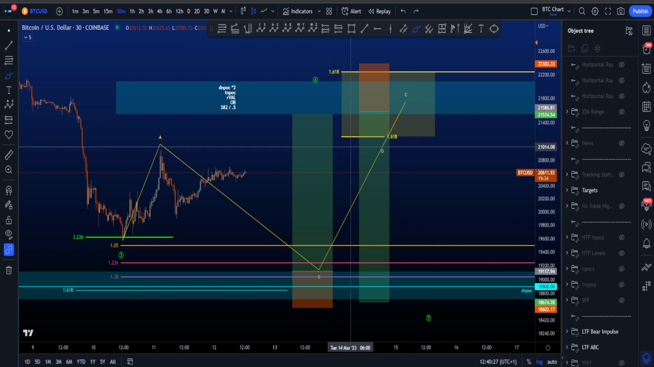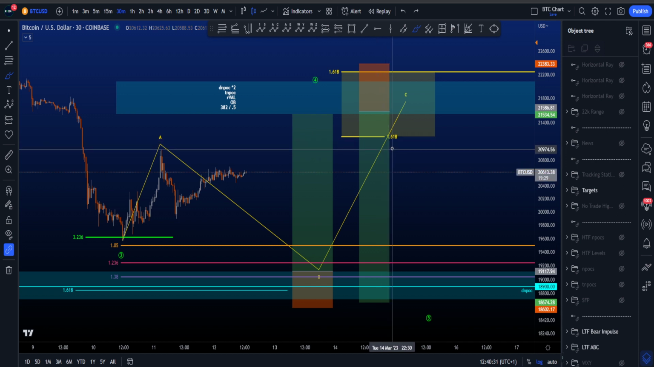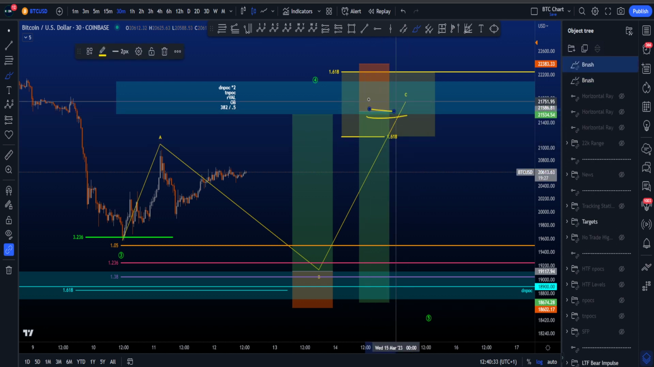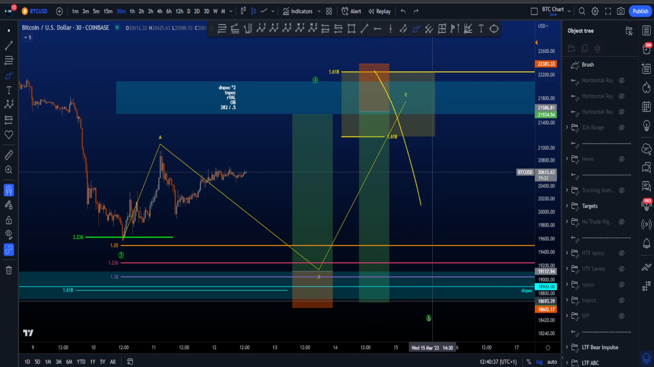Now, the target area of wave C also has nice confluence with the blue target box, as you can see. And here you can then enter potential short positions for a downside trade, which can then be a potential wave 5.